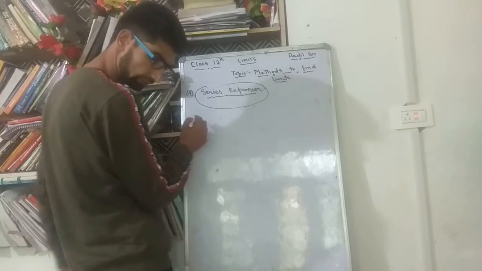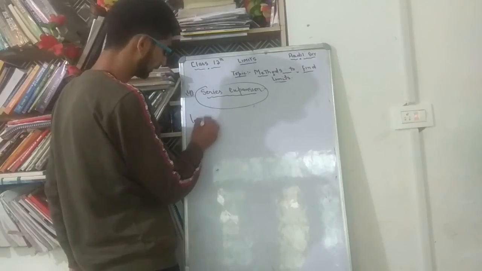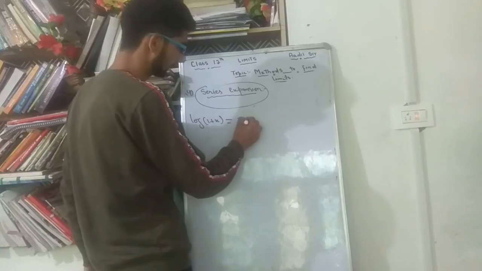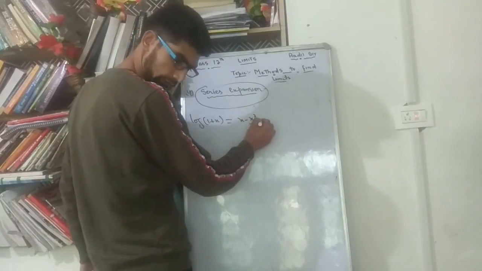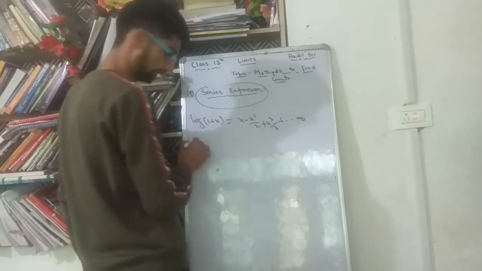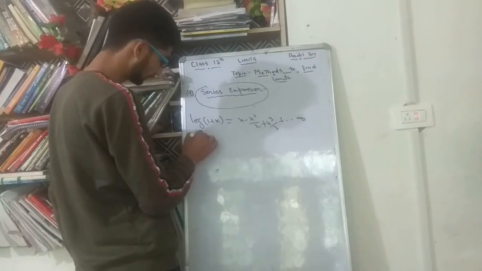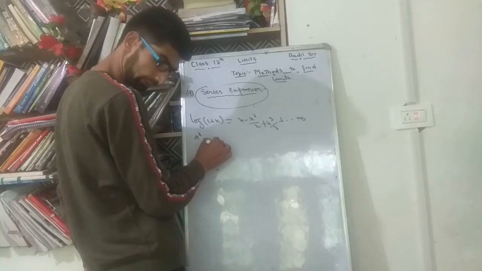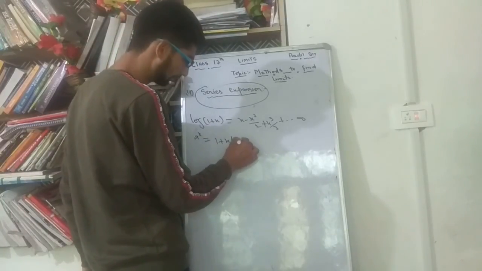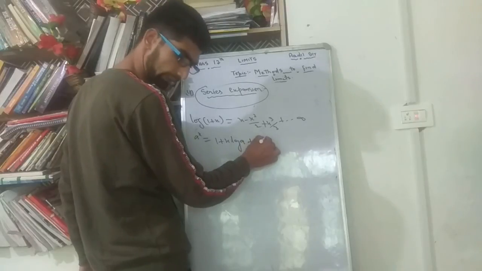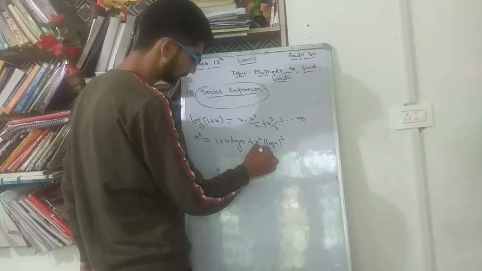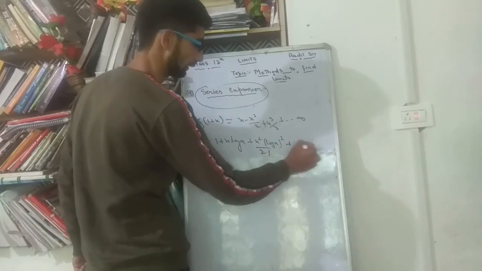Now the next one is log of 1 plus x. Its expansion is x minus x square divided by 2 plus x cube divided by 3 plus so on to infinity. After that, a raised to x is 1 plus x log a plus x square into log a whole square divided by 2 factorial plus so on to infinity.